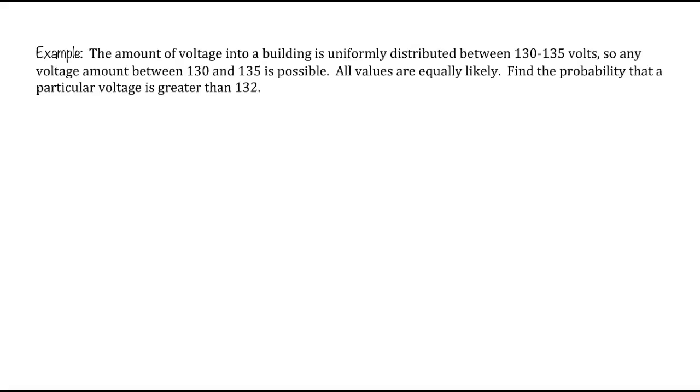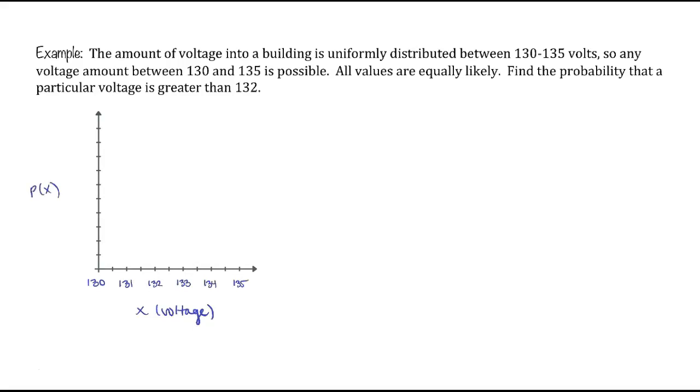Let's start by drawing the density curve that goes with the situation. We are told that the voltage is uniformly distributed, so along the horizontal axis, we'll label our x values, or voltage. We know that they can range from 130 to 135. And since all of these values are equally likely, they all have the same probability. We're not told exactly what that probability is, but whatever it is, it's the same all the way across, so our density curve takes on the shape of a rectangle. We also know that the total area of this rectangle has to equal 1.